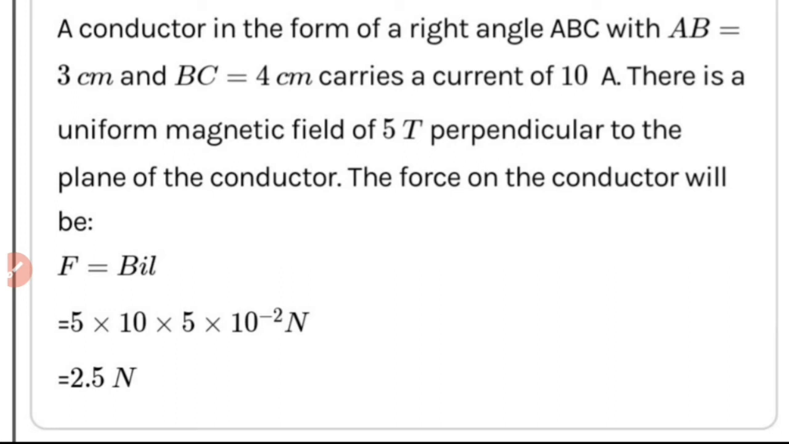There is a uniform magnetic field of 5 Tesla perpendicular to the plane of the conductor. The force on the conductor will be, so this is perpendicular, it's given. So F is equal to BIL. So substituting, we will get 2.5 Newton.